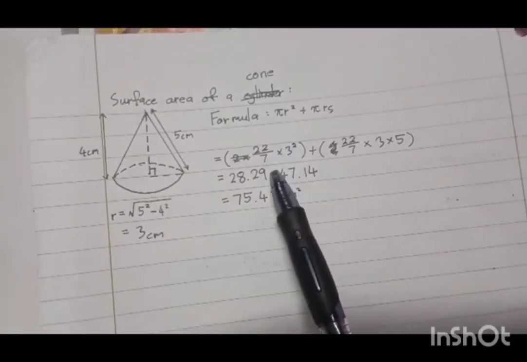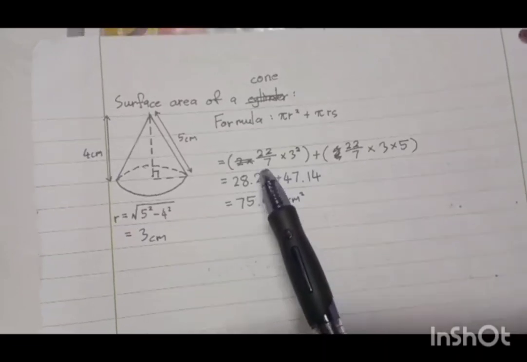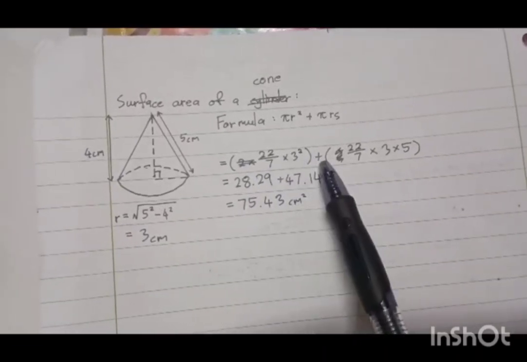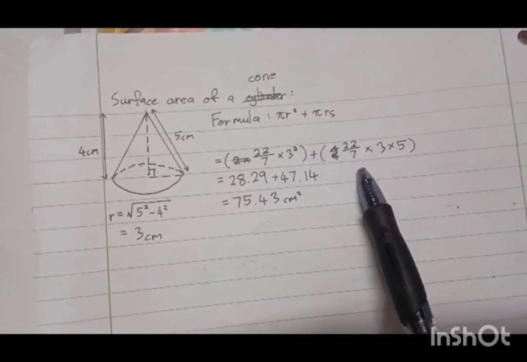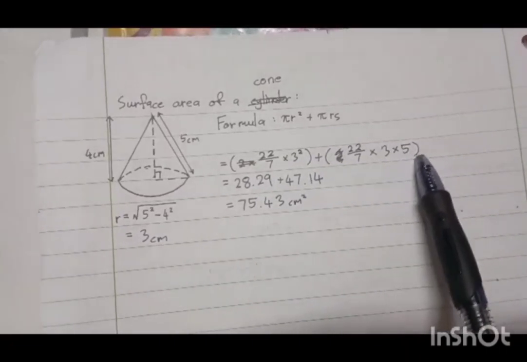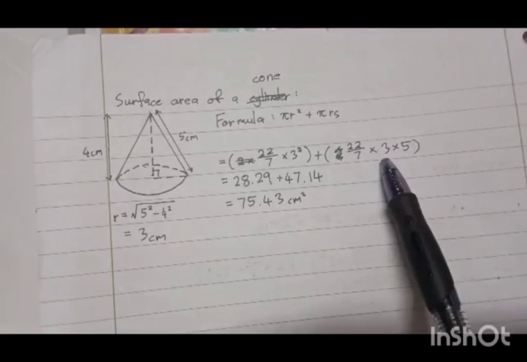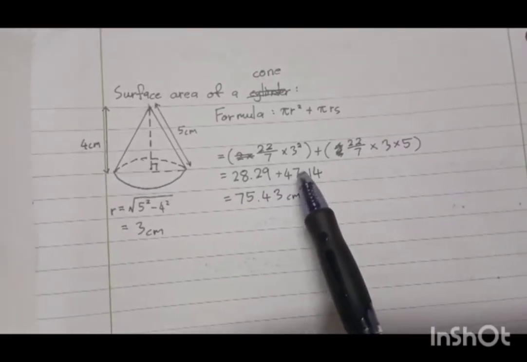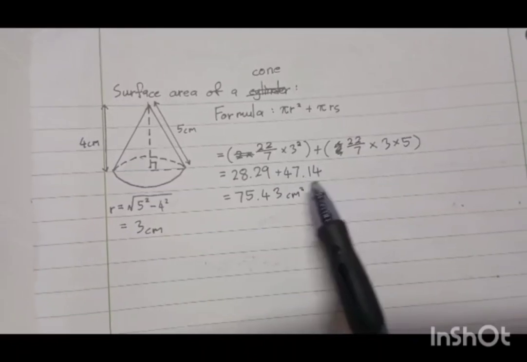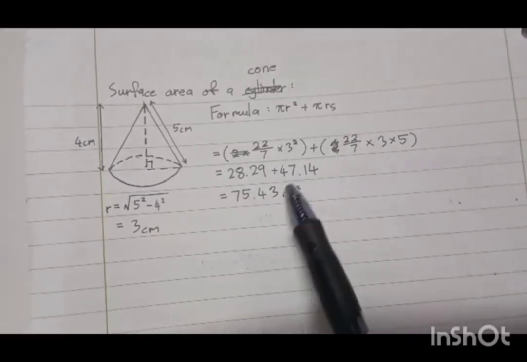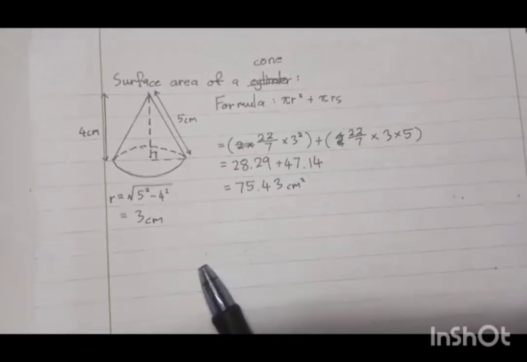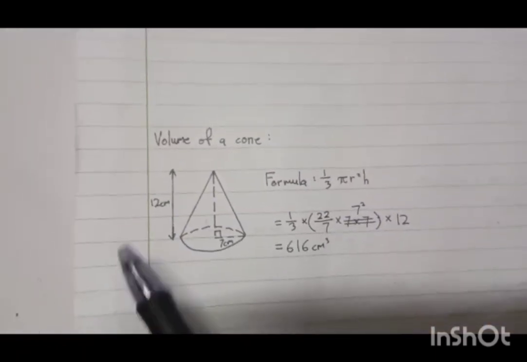So pi, that is 22 over 7 times 3 square, put it in a bracket, plus 22 over 7 times 3 times 5, put it in a bracket. So we're going to get 28.29 plus 47.14. Add them together and we got 75.43 cm square. So we're going to move to the next thing.